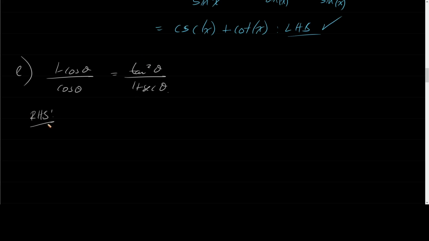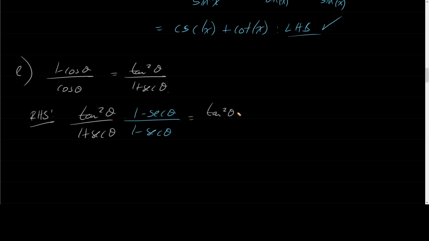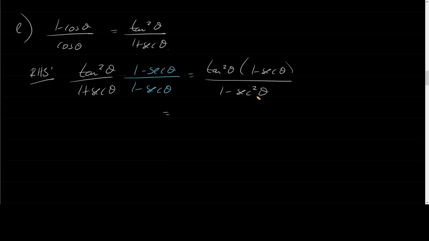So if I start with the right-hand side, well, what do I have? I have tan squared over 1 plus secant theta. I'm going to multiply this by 1. And the one that I'm going to multiply by is going to be the conjugate of the denominator, 1 minus secant theta over 1 minus secant theta. The reason for that is, well, now I end up with tan squared theta times 1 minus secant theta. On the bottom, I've got the product of conjugates. That's the difference of squares. All right. But now that I've got that, let's rewrite this because this looks similar to something that we need.